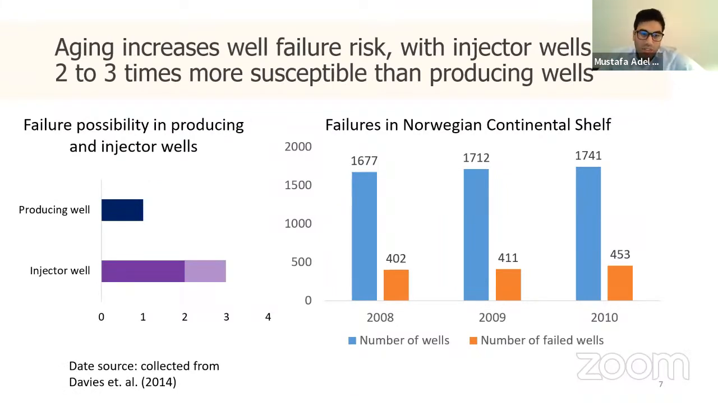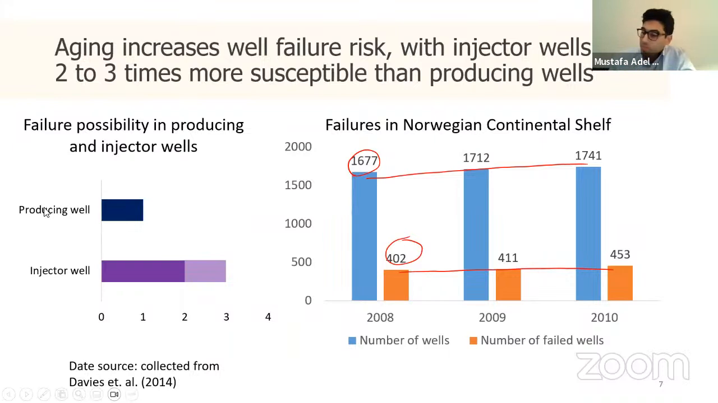In another study by Davis in 2014, he wanted to investigate the impact of aging on wells. So he studied the failures in the Norwegian continental shelf in 2008, 2009, and 2010, and found that when the number of wells was 1,677, 402 wells failed. As the number of wells increases, the number of failures also increases. Failures increased with time. And he found something interesting.